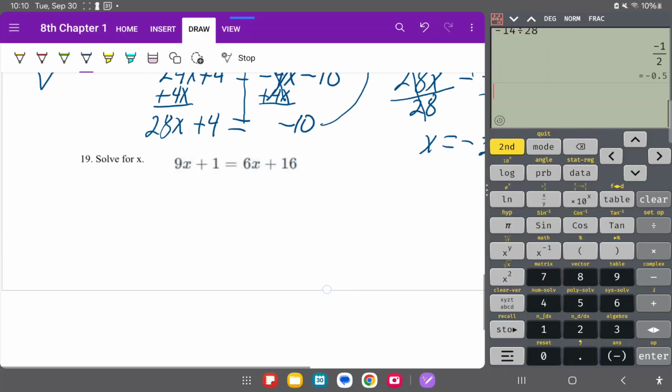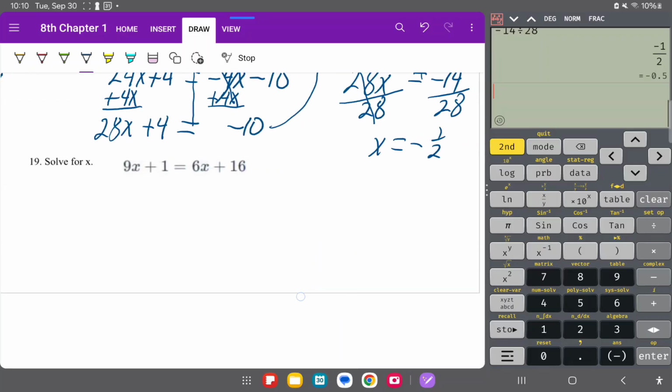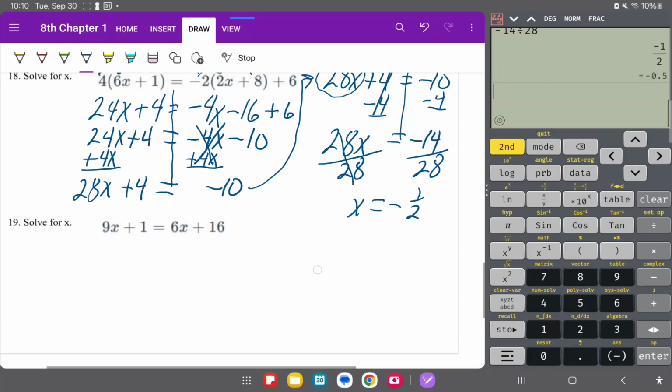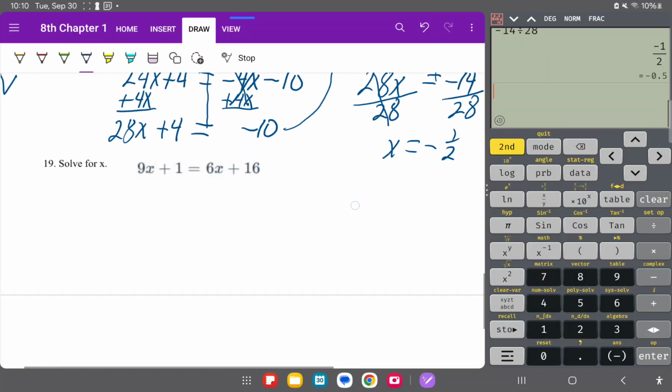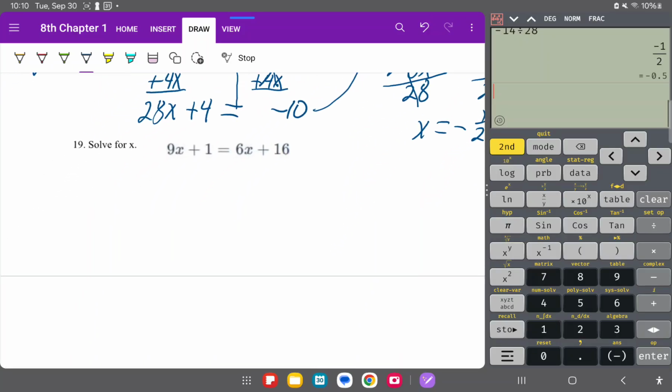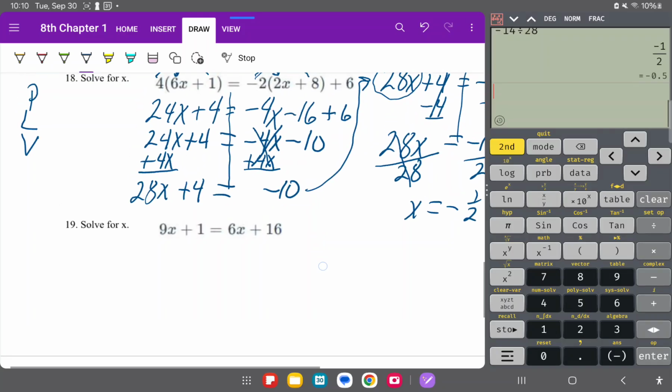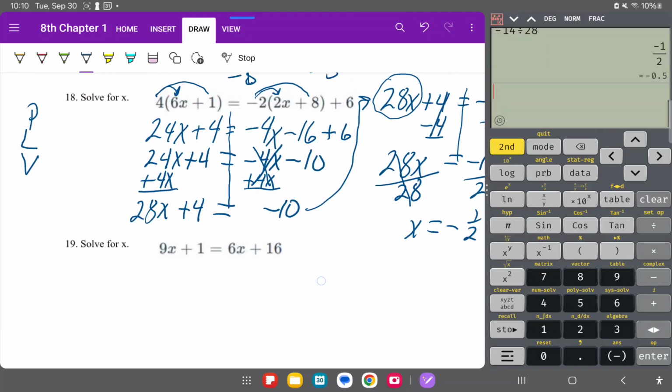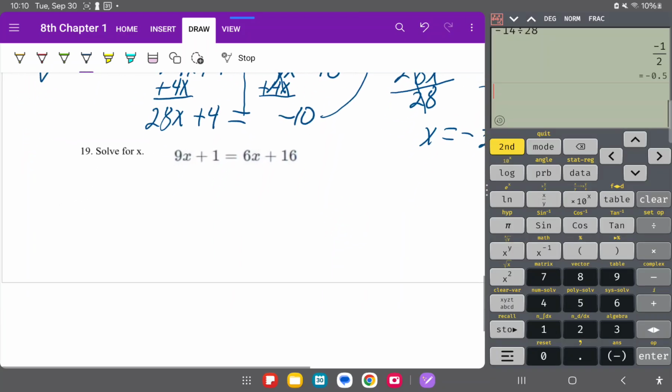Okay, so we got this one more problem that we're going to look at. Okay, so this one's easier. That's probably one of the most difficult problems on the test, right there. So then number 19.